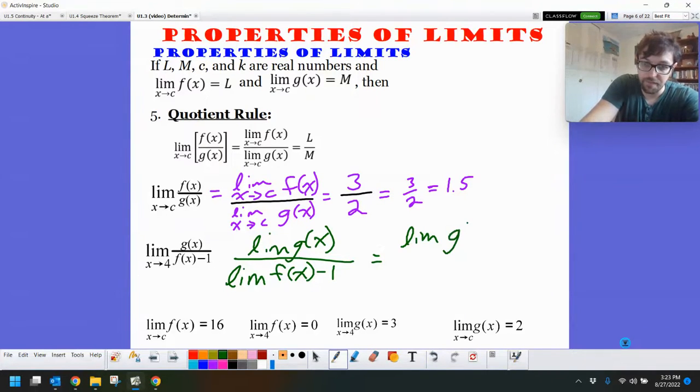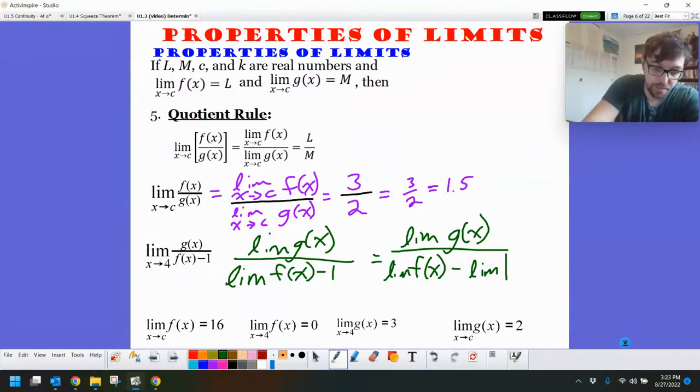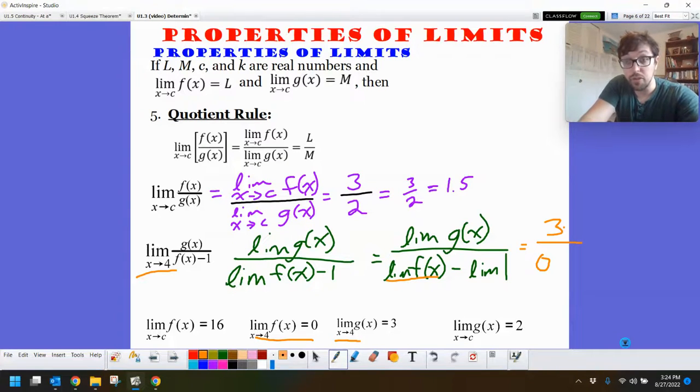So we've got the limit of g of x, and then we've got the limit of f of x minus the limit of 1. Okay, well then just do all those bits. g of x as we're approaching 4 is 3. f of x as we're approaching 4 is 0. And if you do the limit of a constant, that is just going to be 1. So we've got 3 over 1. So this limit is 3.